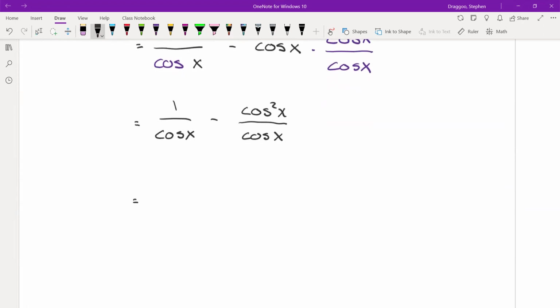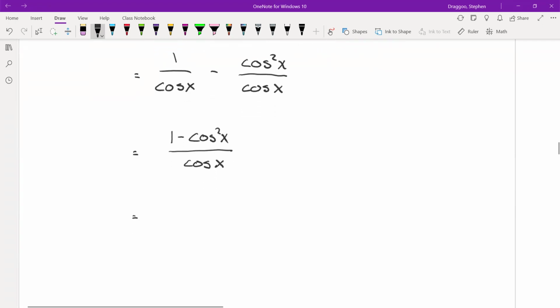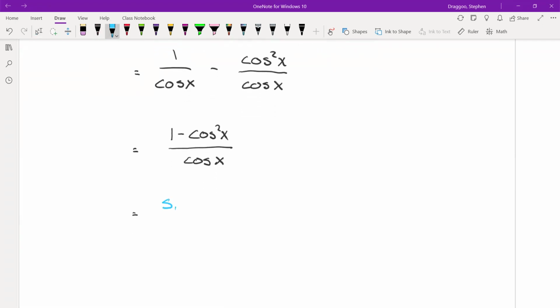After that, I now have two fractions with the same denominator, so I can combine them. I'm looking at 1 minus cosine squared divided by cosine. Now my numerator looks like a Pythagorean identity, so I'll change that over. I'm looking at sine squared over cosine. At this point, I used my Pythagorean identity to change 1 minus cosine squared around.